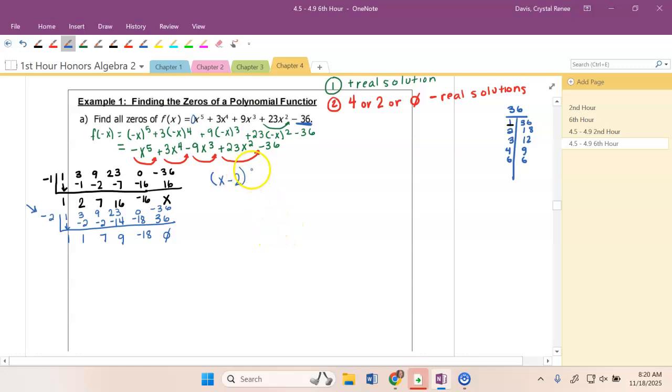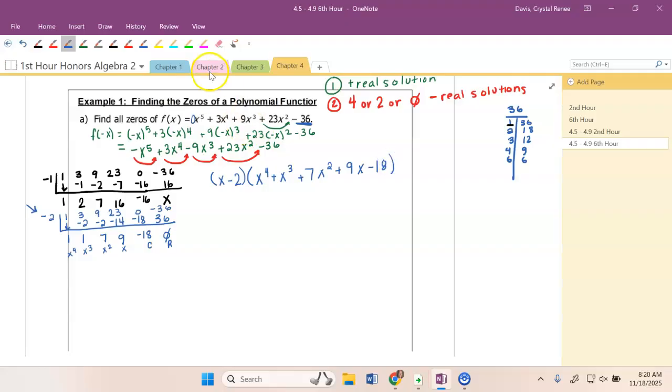Now when I factor x plus 2 out, remember this is the remainder, the constant, the x squared, x cubed, and x to the fourth. What I'm left with is x to the fourth plus x cubed plus 7x squared plus 9x minus 8.